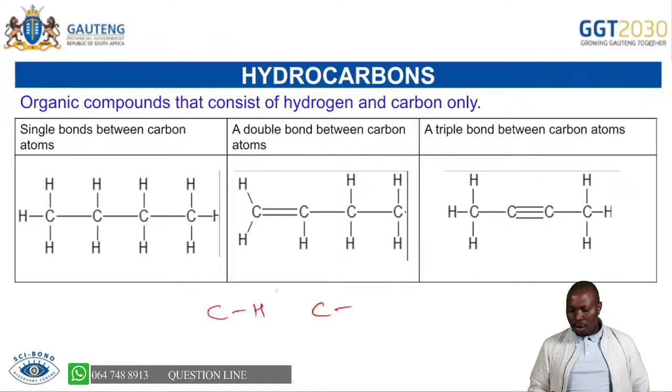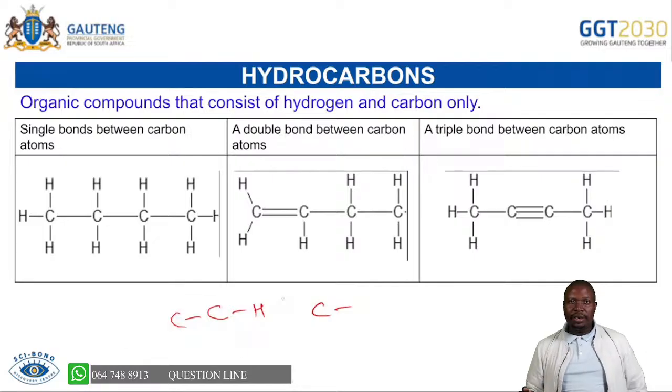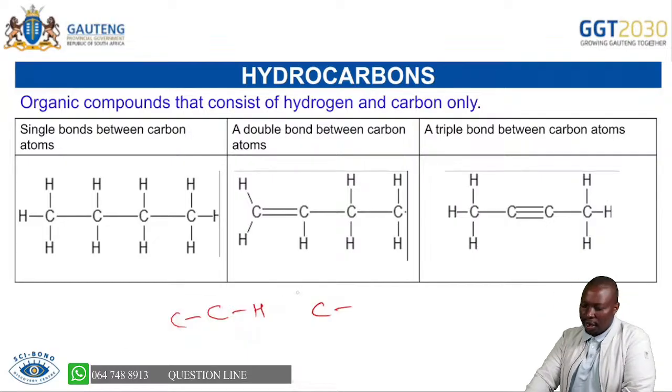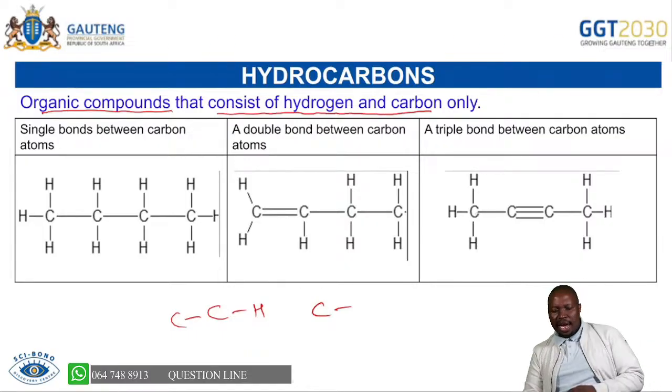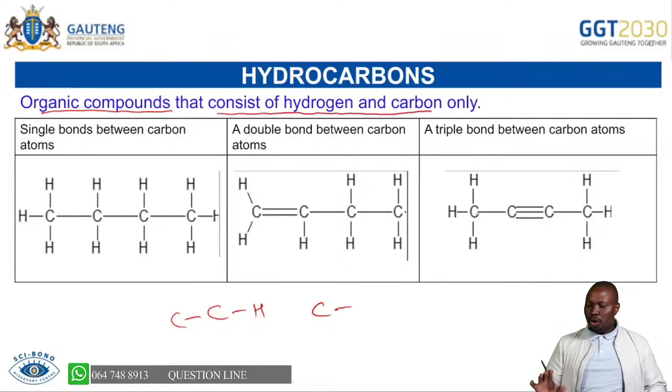Now remember, we said we have structures that are made up of carbon and hydrogens. So it's carbon bonded to carbons, and carbon bonded to hydrogens. Carbons and hydrogens only, we said we call them hydrocarbons. By definition, these are organic compounds that consist of hydrogens and carbon only. That word only must be there, and we refer to them as hydrocarbons.